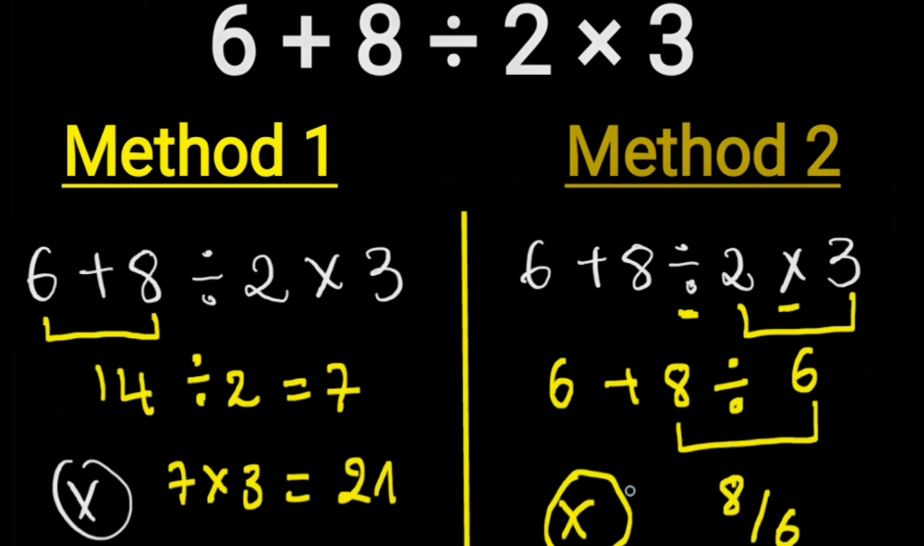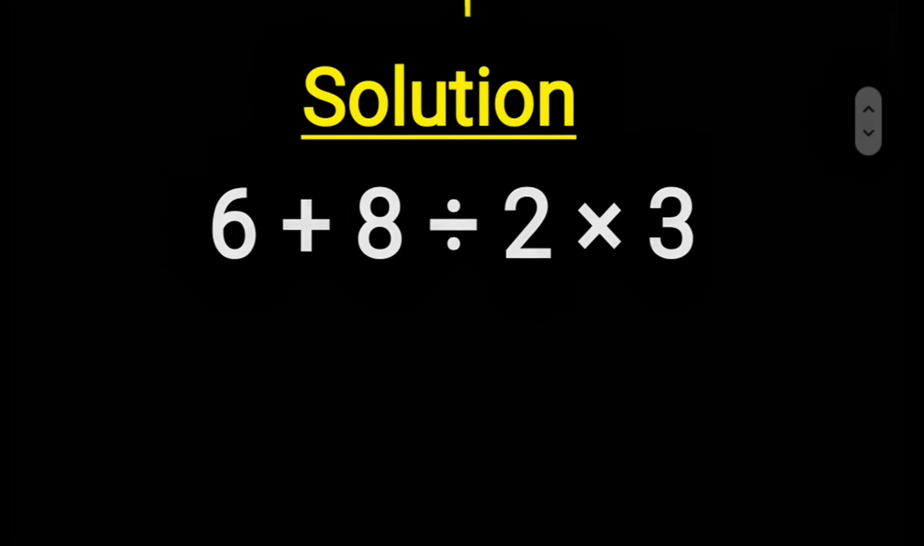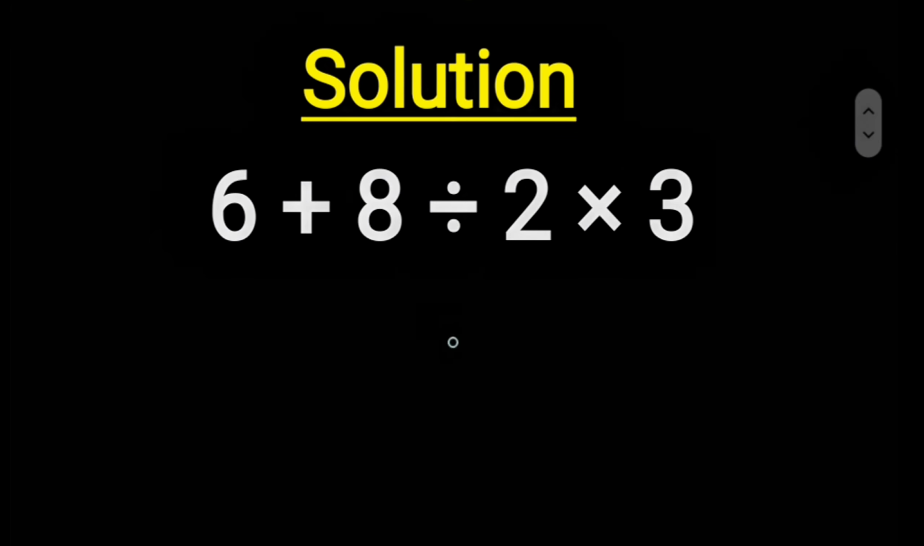Here is the truth that shatters both mistakes at once. Multiplication and division are equals. They have the exact same rank. They share a rung on the ladder. When you have both, you do not pick multiplication first because M appears before D in the acronym. You must work from left to right.